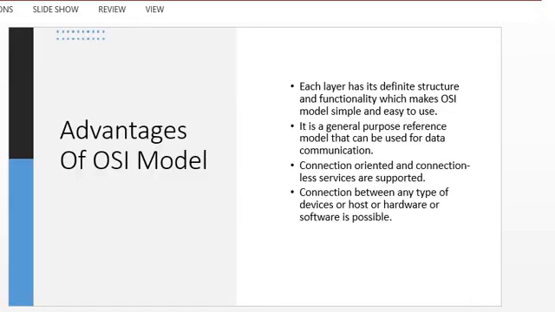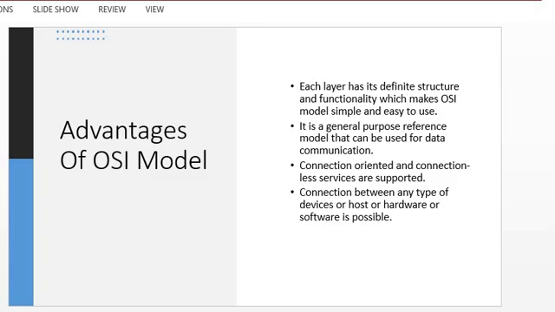Advantages of the OSI reference model. The layered architecture makes the model simple and easy to understand. The OSI reference model has provided a general purpose reference model that can be used in most communication systems. And it also supports connection-oriented and connectionless services.